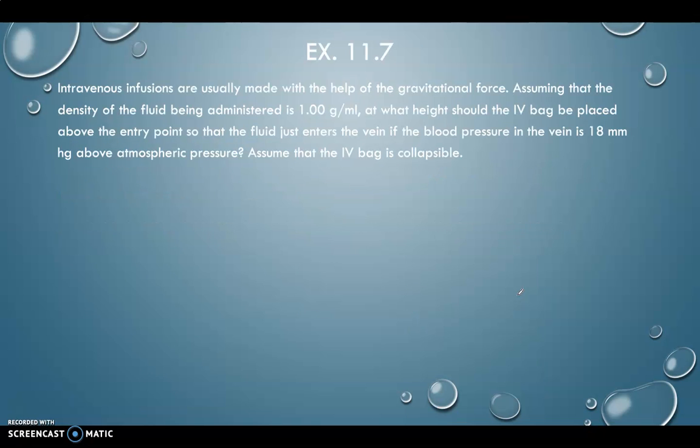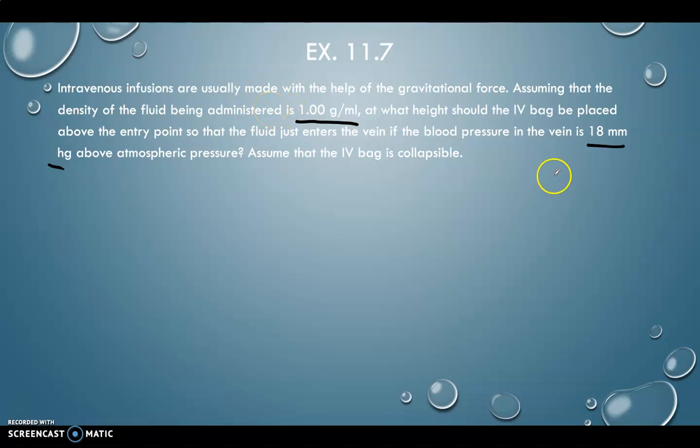All right, so let's go on with another example. Example 11.7. Intravenous infusions are usually made with the help of gravitational force. Assuming that the density of the fluid being administered is 1 gram per milliliter, at what height should the IV bag be placed above the entry point so that the fluid just enters the vein if the blood pressure in the vein is 18 millimeters mercury above atmospheric pressure. We're assuming that the IV bag is collapsible.